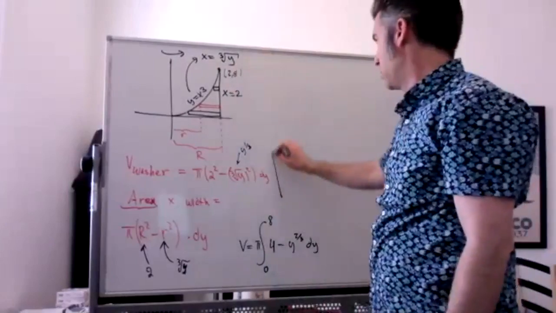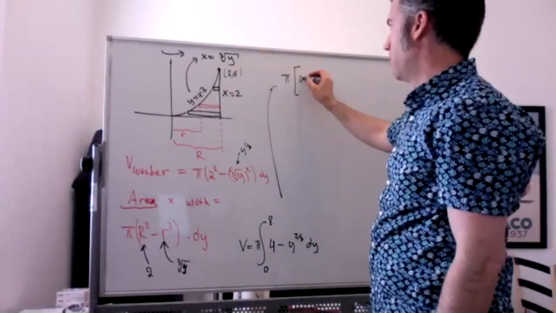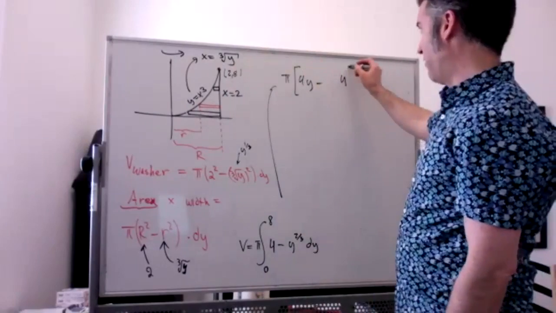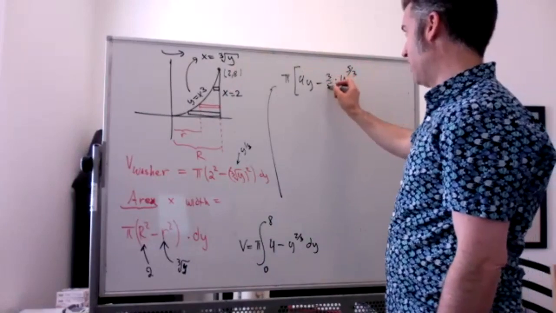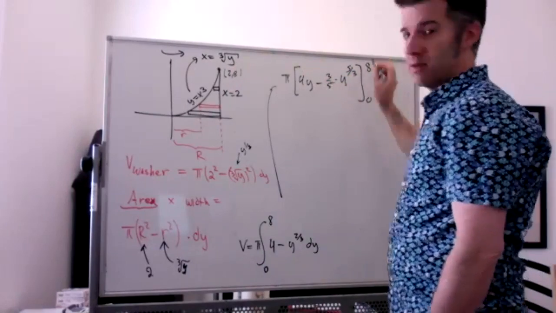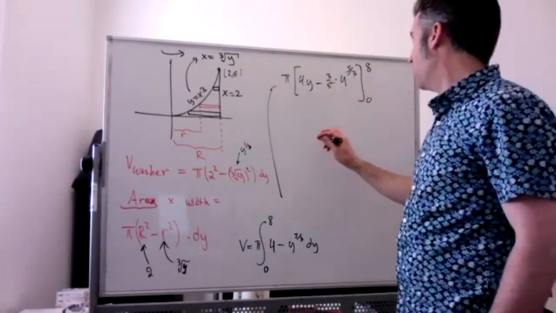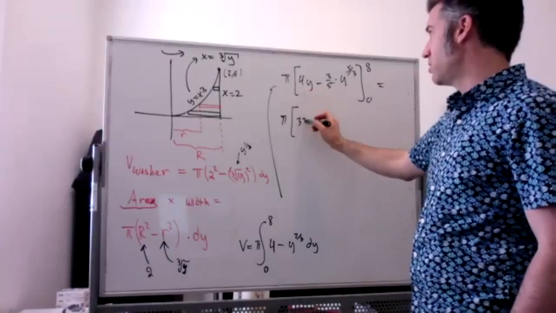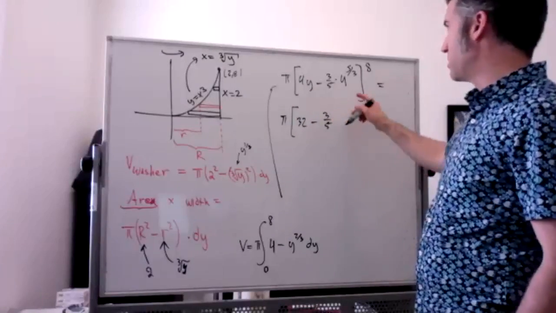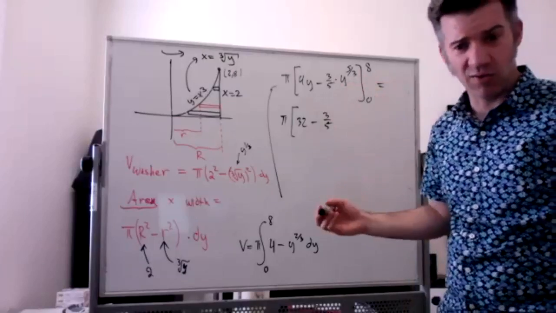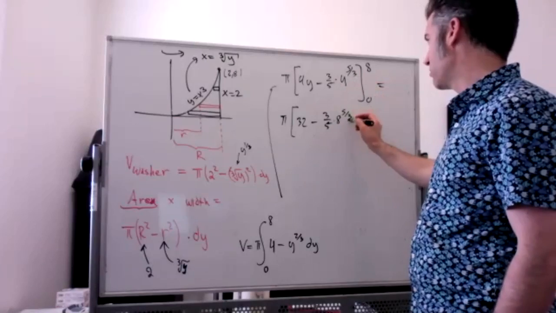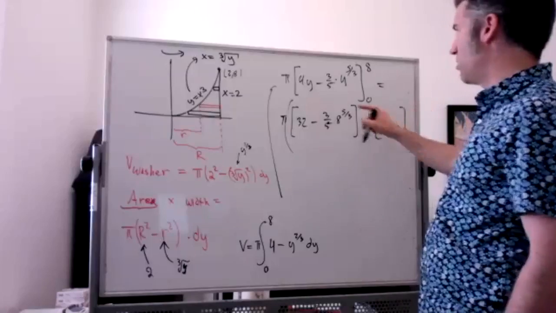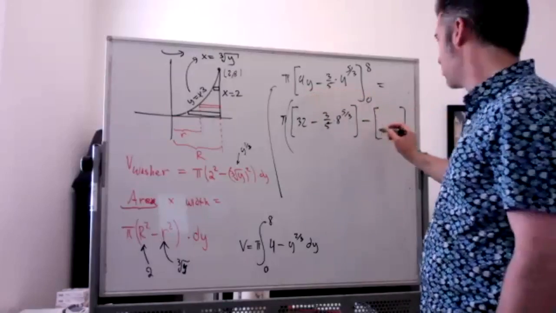You're going to get pi times the integral of 4 minus y to the 2/3, which is 4y minus y to the 5/3 times 3/5, from 0 to 8. Then we plug in 8, we get pi times 4 times 8, which is 32, minus 3/5 times 8 to the 5/3. Let's just write 8 to the 5/3. Minus, and when you plug in 0, you get 4 times 0 minus 3/5 times 0.